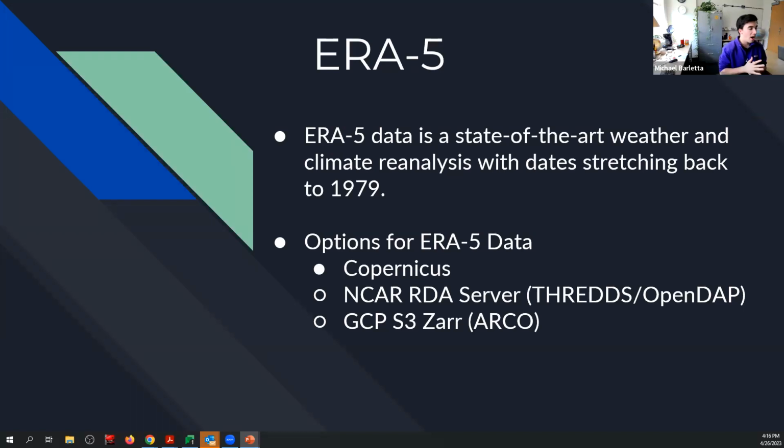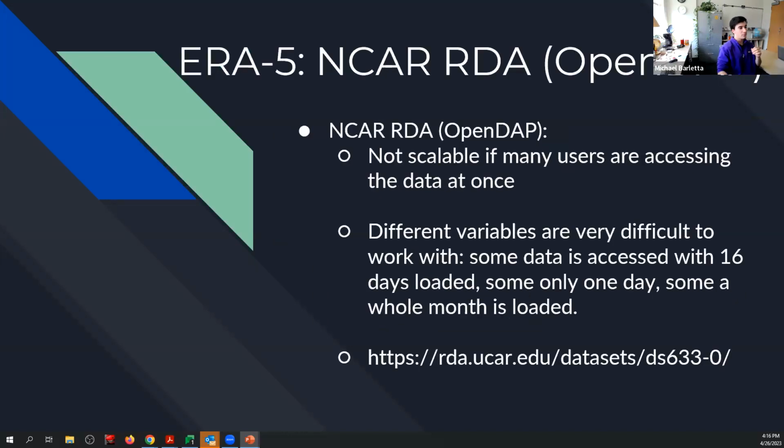However, some preliminary data does go back to 1950, but the data set we'll be looking at stretches back to 1979. So there are a few different options for ERA5 data. The first one, which is the main storage for this data, is Copernicus. The next one that we'll look at is the NCAR RDA server, which uses THREDDS and OPeNDAP protocol. And then this Google Cloud protocol, which is stored in S3 in Zarr format, which is an ARCO data set.